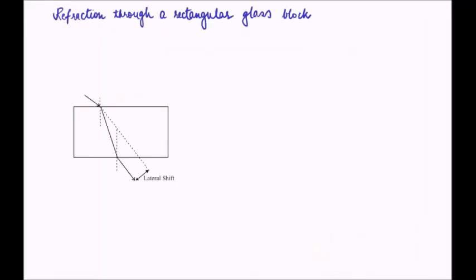Today's lecture will be focused on refraction through a rectangular glass block. Now, what do I mean when I say a rectangular glass block? It will be something like this, which is made out of glass and is rectangular in shape. That is, this surface, let's call it AB, and this surface, let's call it CD, are parallel to each other. Okay.